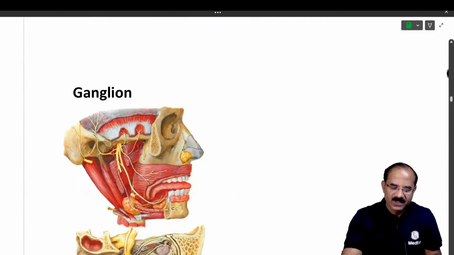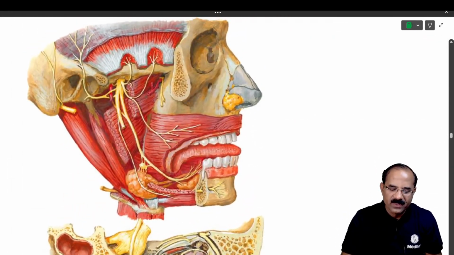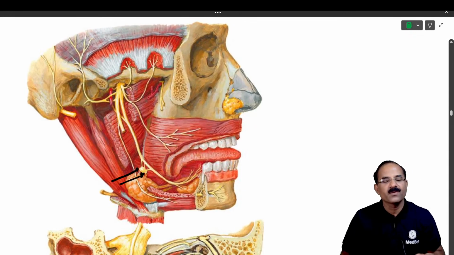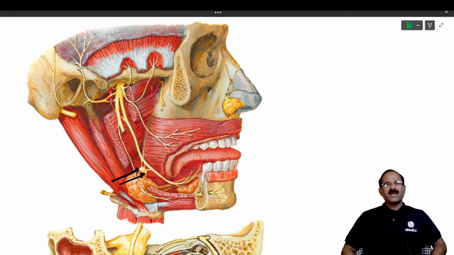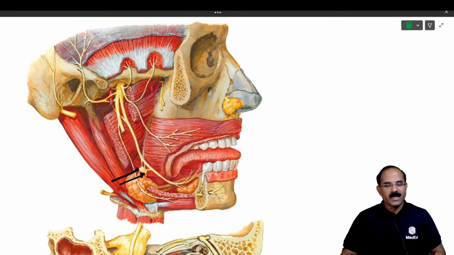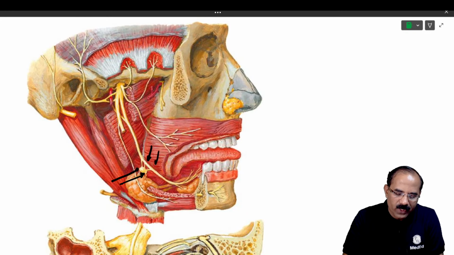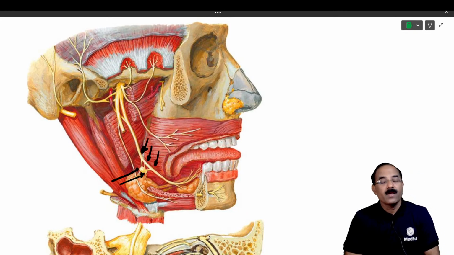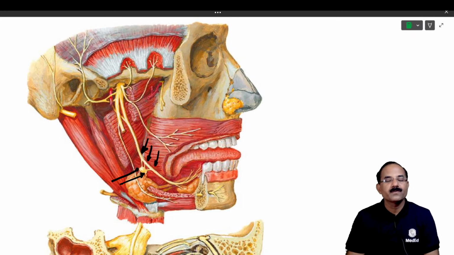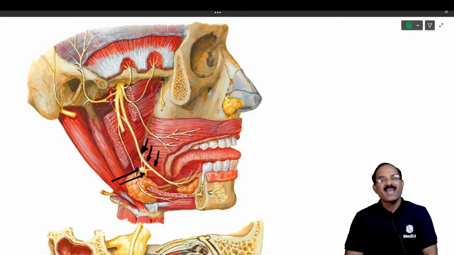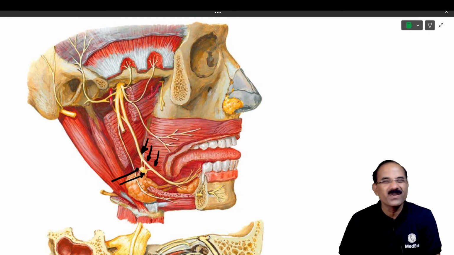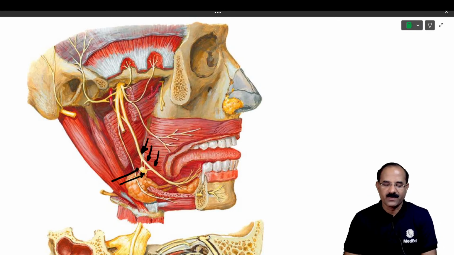Right. Now you tell me, students, what is this ganglion? Can anyone answer this? Very good. You are answering very well. This is the submandibular ganglion. You know this. And this is hanging from which nerve? What is this nerve? Submandibular ganglion is hanging from which nerve? The lingual nerve, right? And which muscle does it lie on? Hyoglossus. It lies on the hyoglossus muscle, right?